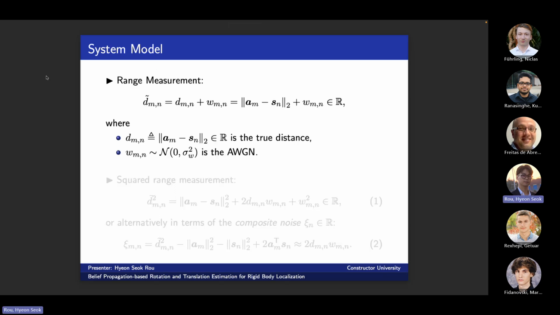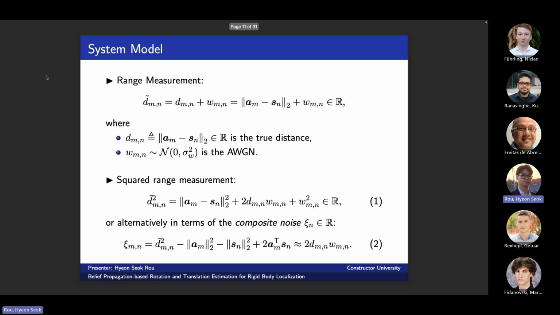We can denote the range measurement at the receiver by d tilde, m of n. So the range measurement of the nth sensor at the mth anchor is denoted by d tilde, and this is composed of two components. One is d without the tilde, which is the true distance, given by the Euclidean distance between the anchors and the sensors. The other is the Gaussian noise, denoted by W, with noise variance sigma squared of W.